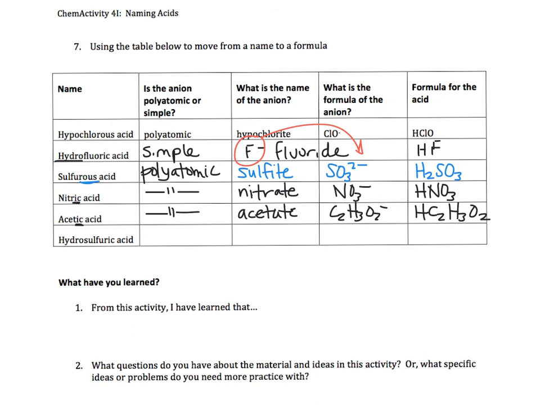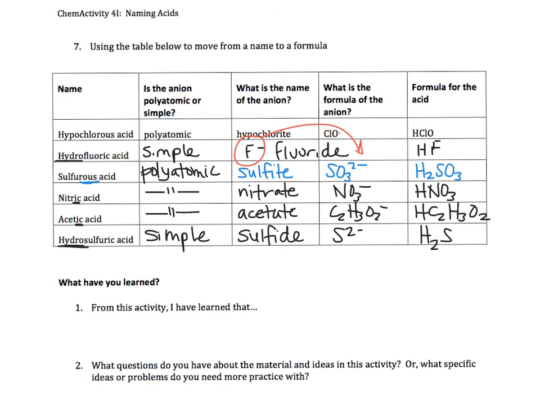Now finally, let's look at one last one. Notice the prefix hydro. That's going to tell us it's a simple anion in our acid. And we've got sulfuric, so that must mean that the simple anion is sulfide, which is S2-. It's got a 2- charge, so in order to make the acid, we're going to make H2S.